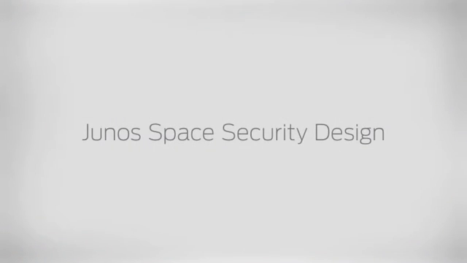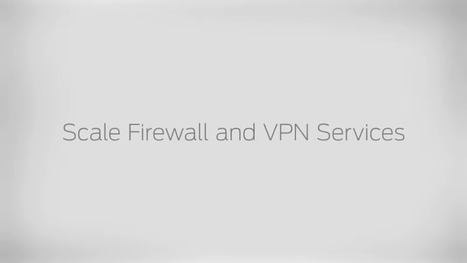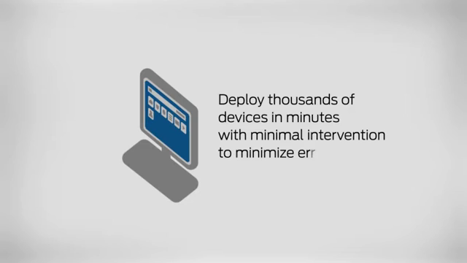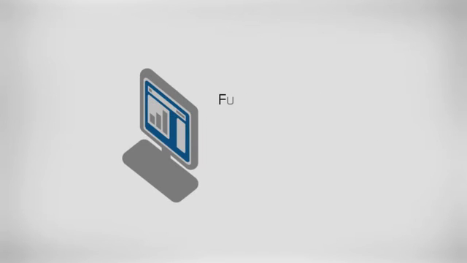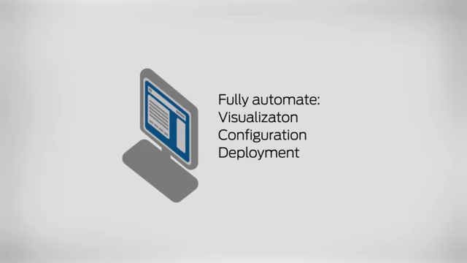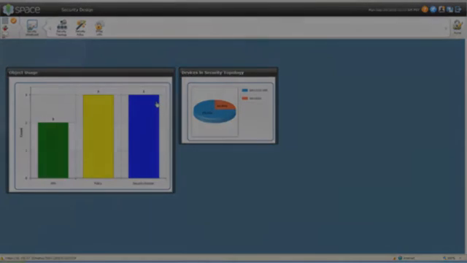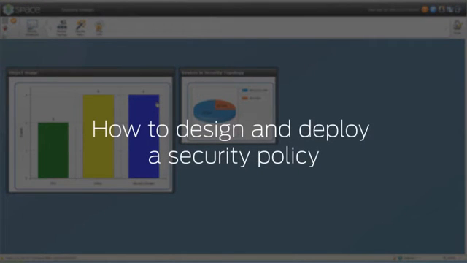Junos Space Security Design is an enterprise-class security solution specifically designed to enable you to scale firewall and VPN services rapidly and accurately. Deploy thousands of devices in minutes with minimal intervention to minimize errors. You can fully automate the visualization, configuration, and deployment of security infrastructure in multi-domain networks. In this demo, we will focus on showing how you can design and deploy a security policy.